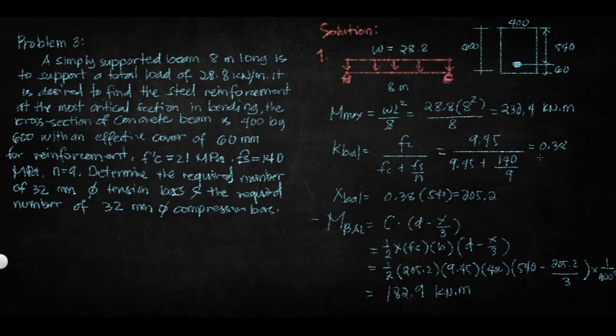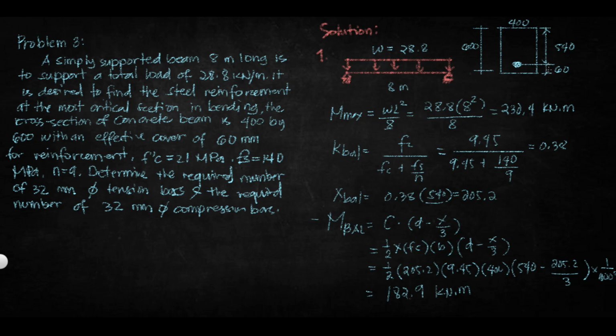So, if meron tayong K balance, next is we're going to determine the X balance or yung KD balance. So, X balance is equal to K times D. Anong K yung gagamitin natin? The K balance. So, that is 0.38 times D, which is 540. Paano po natin na-compute yung 540? Okay, it is simply the total height minus the effective cover.